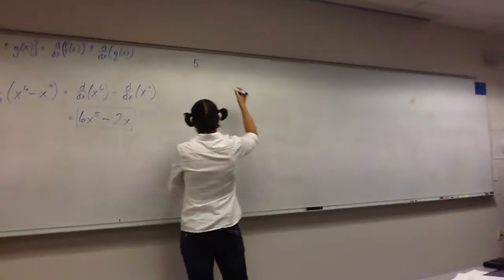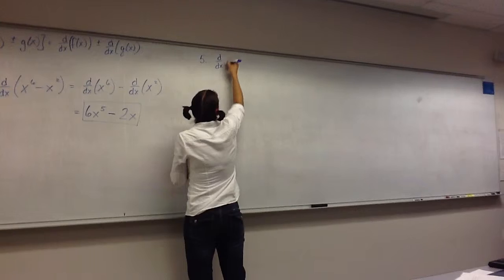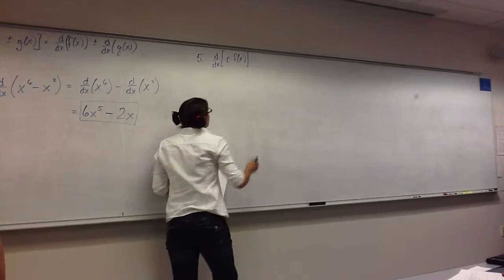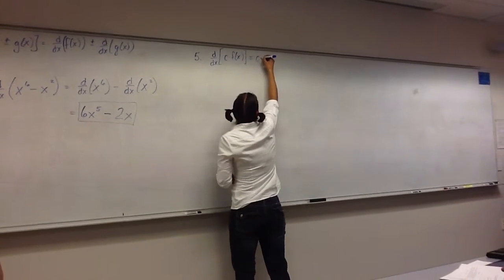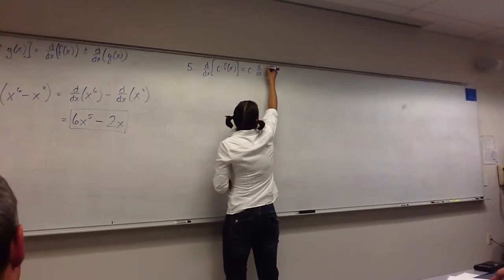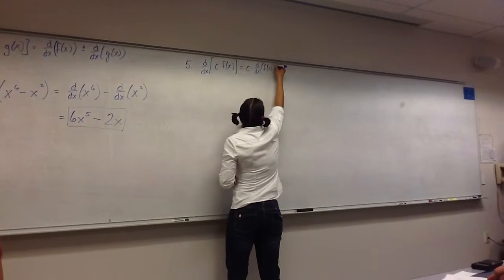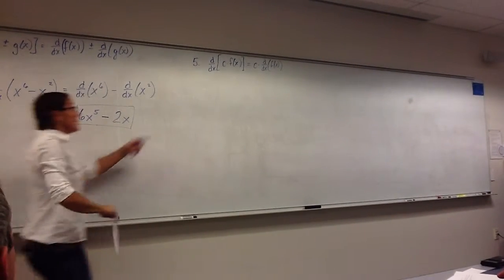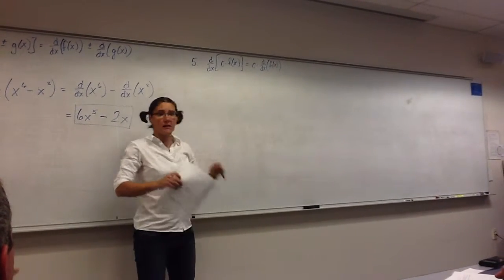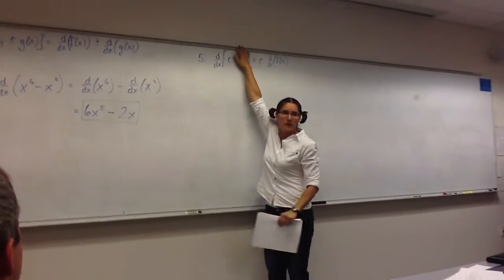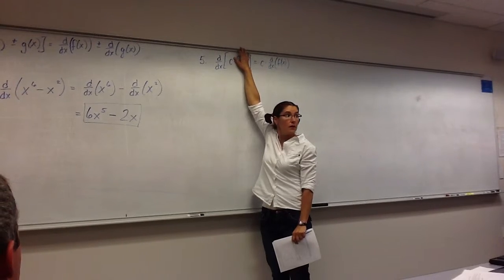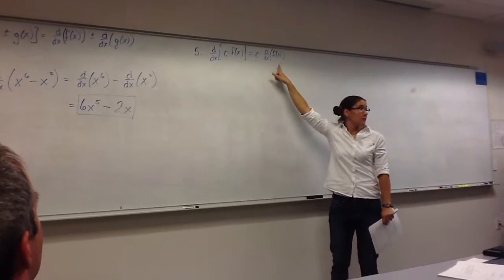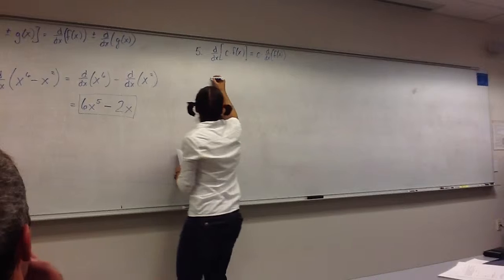All right, rule number 5 says that the derivative of a constant times a function f of x is equal to c times the derivative of f of x. Now, that's a little bit obnoxious, right? Because we know that the derivative of a constant, when that constant sits by itself, if there's no function, so if c is just sitting by itself, its derivative is 0. But if c is multiplied times some function, then we're going to bring that constant out in front and take the derivative of the function that we have. So here's an example.